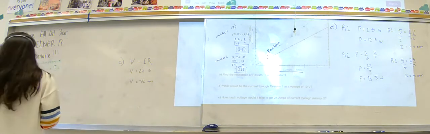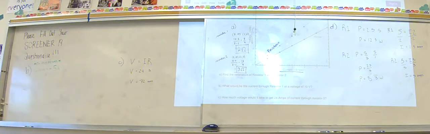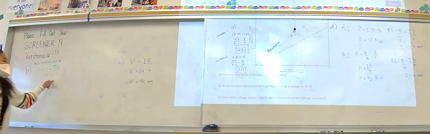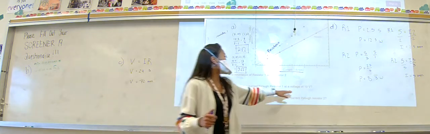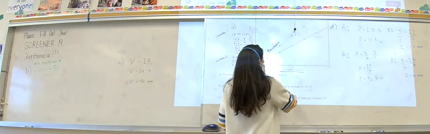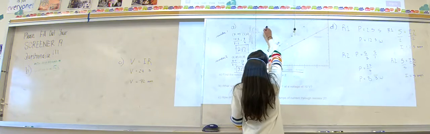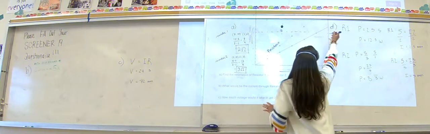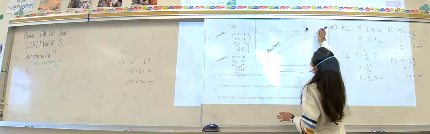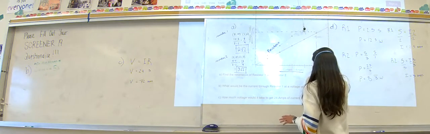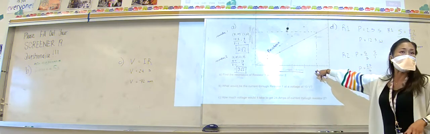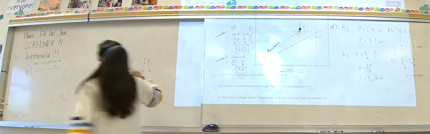For problem B, this one could have been solved multiple ways, but this group did it a pretty easy way. They looked at the graph because they were supposed to find the current for a voltage of 10 volts, and they were looking at resistor 1. So they took this graph, went all the way out to 10 volts, and they got a current of about 5, and the unit for that would be A for amps.